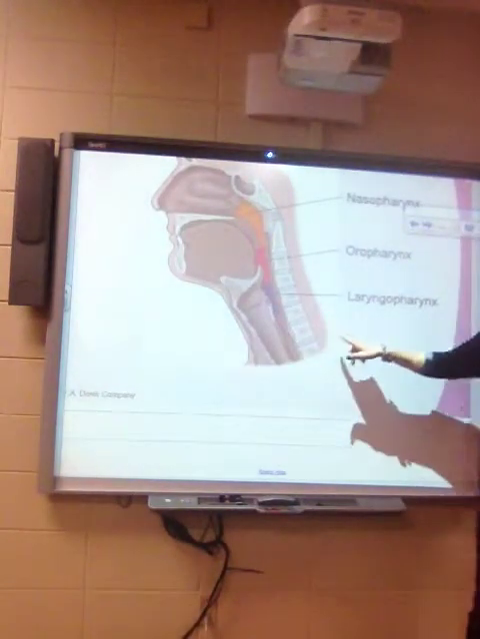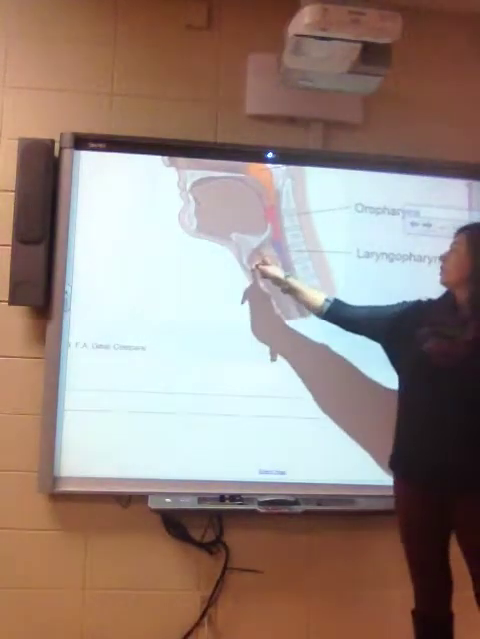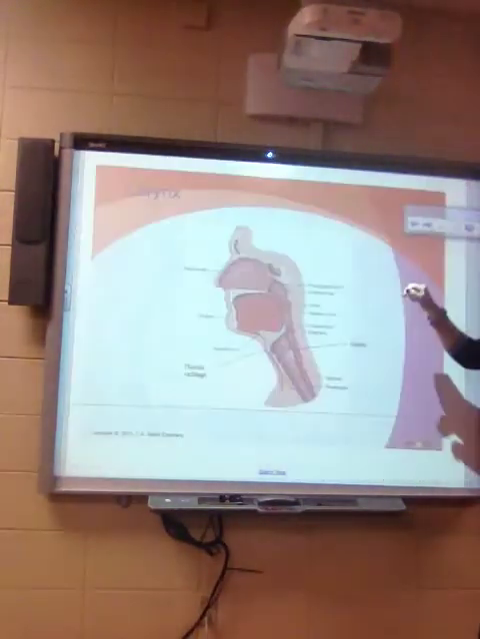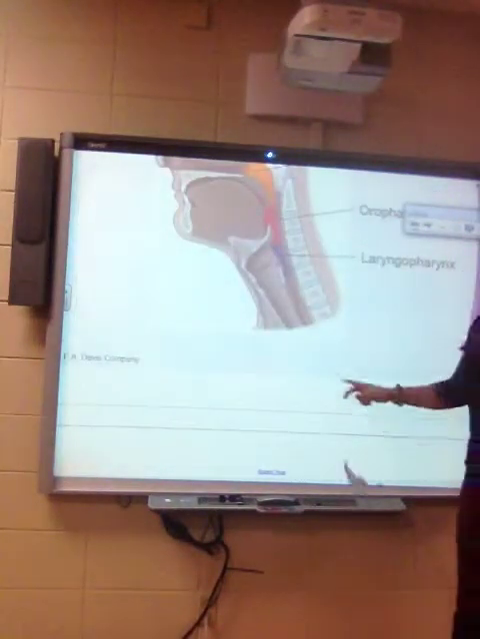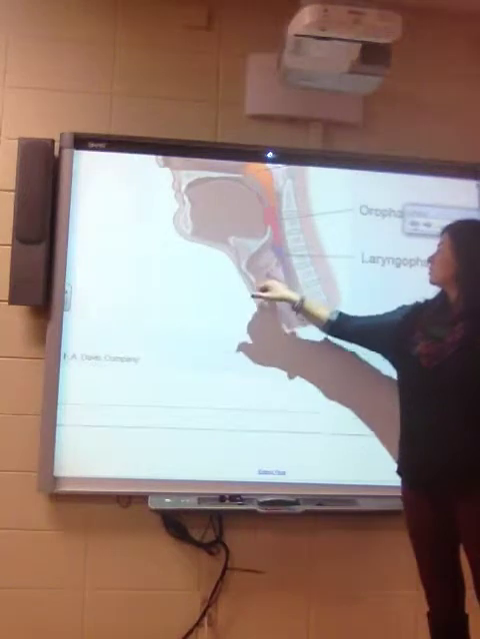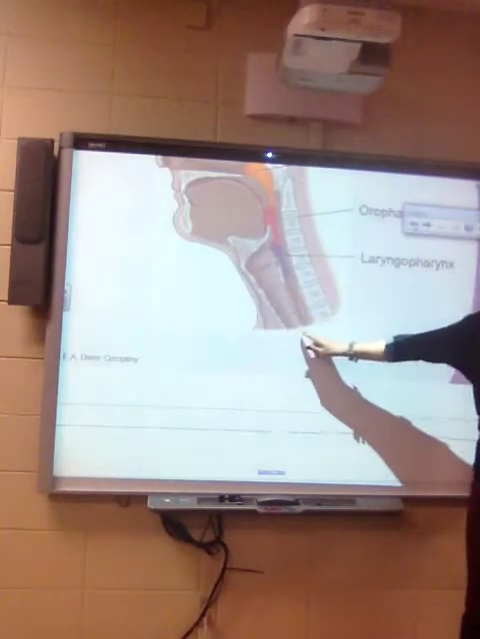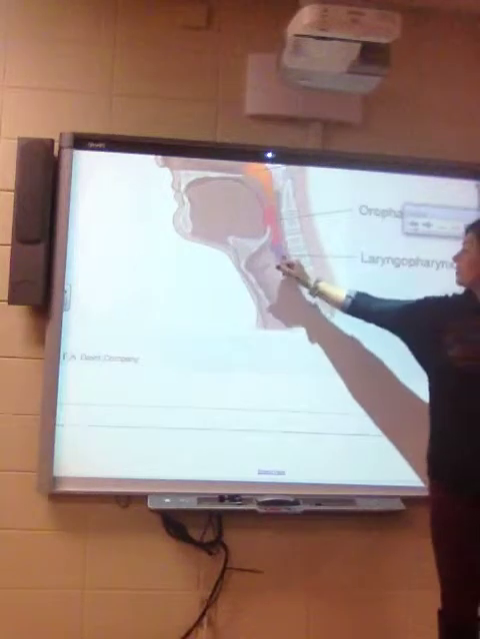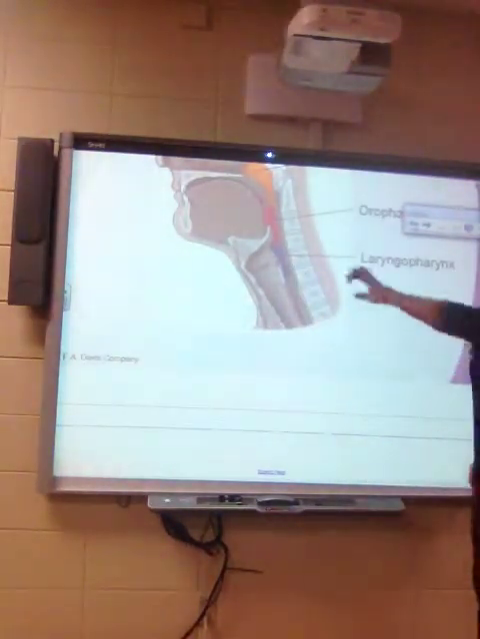Going down to the laryngeal pharynx, we have one big structure here. So we've got an epiglottis, we've got the glottis, and then here is the airway, trachea, and then we've got your esophagus running right back behind it.